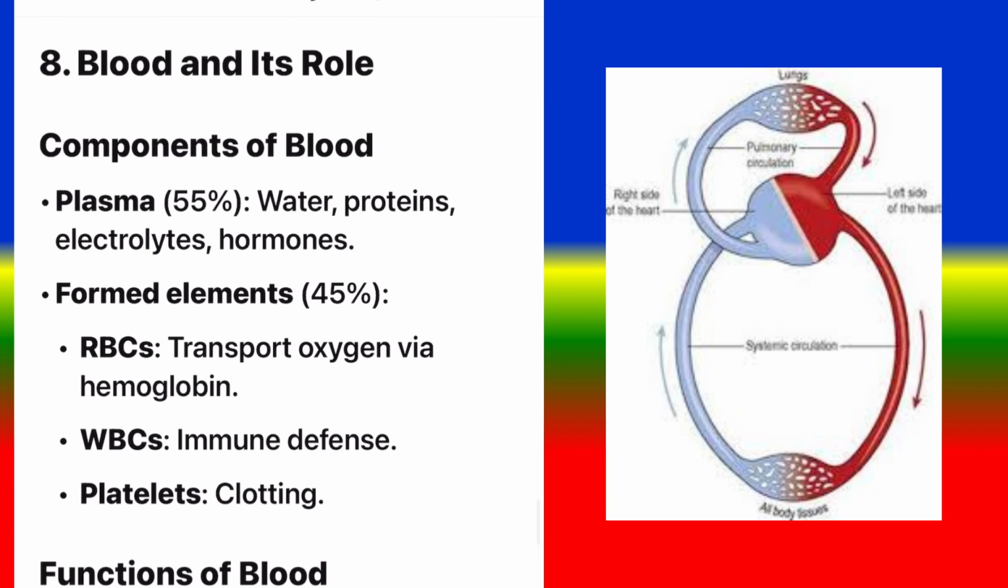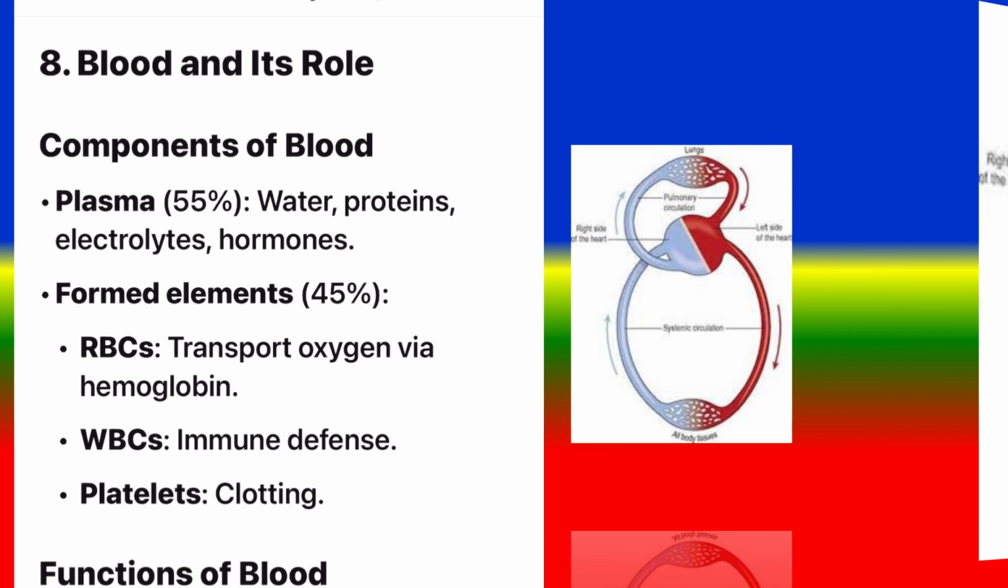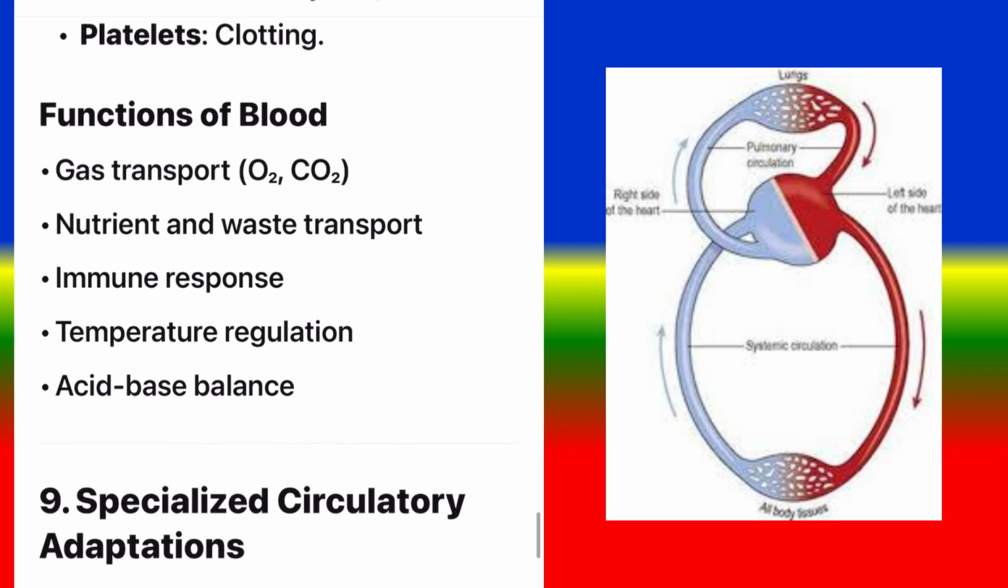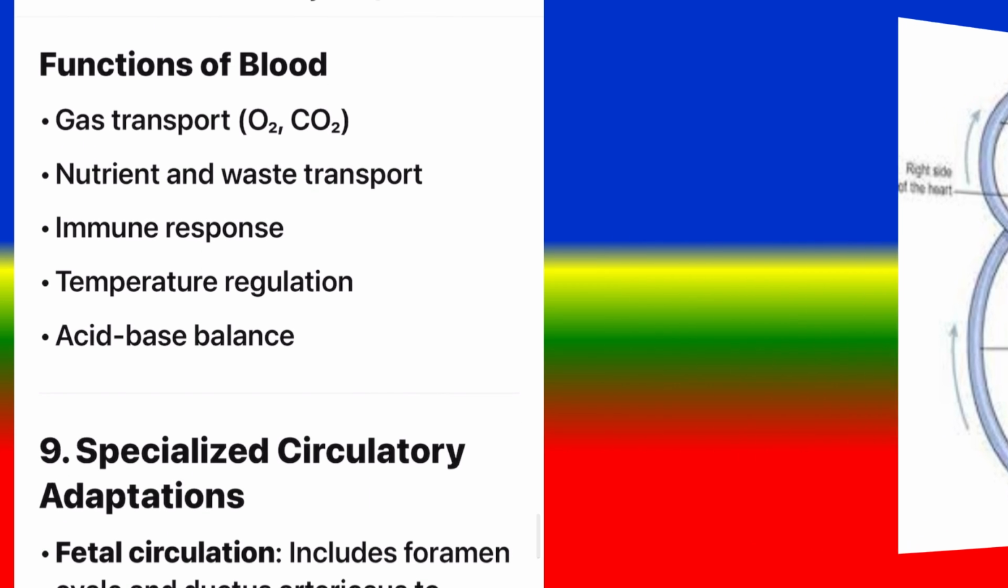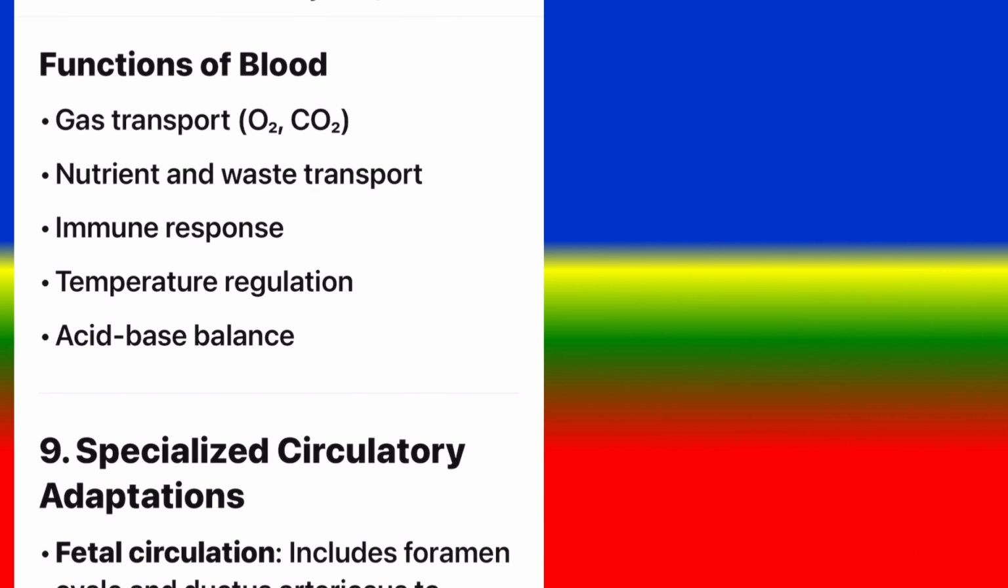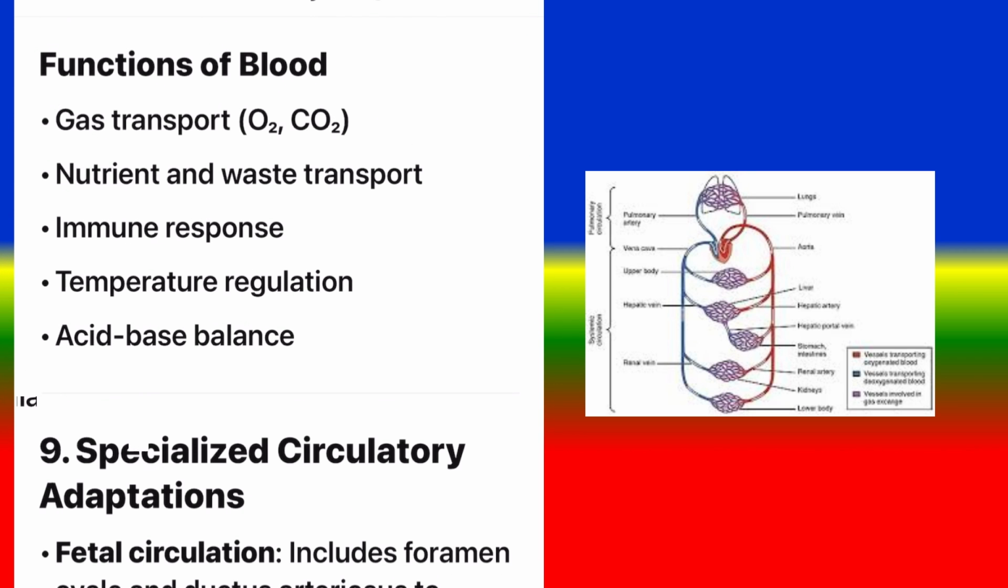8. Blood and its role. Components of blood: plasma, 55%, water, proteins, electrolytes, hormones. Formed elements, 45%: RBCs transport oxygen via hemoglobin. WBCs, immune defense. Platelets, clotting. Functions of blood: gas transport, O2 and CO2, nutrient and waste transport, immune response, temperature regulation, acid-base balance.